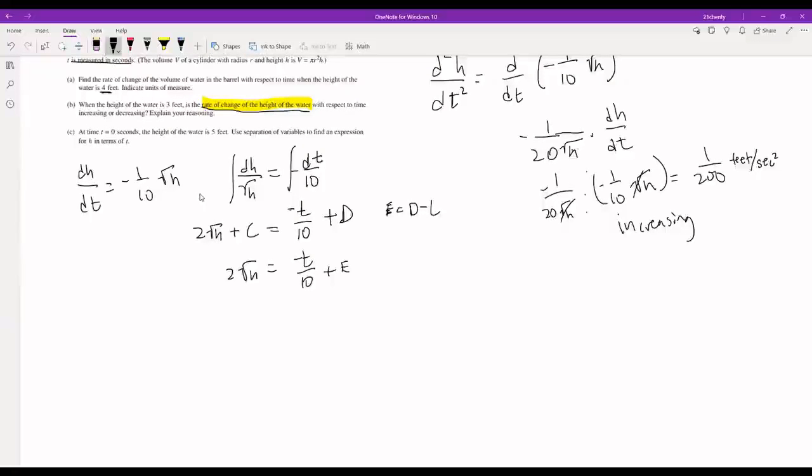So now the question says at time t equals 0, the height of the water is 5 feet. So just plug those in. 2 rad 5 equals 0 plus e. So e equals 2 rad 5, which means we can rewrite this. 2 rad h equals negative t over 10 plus 2 rad 5.